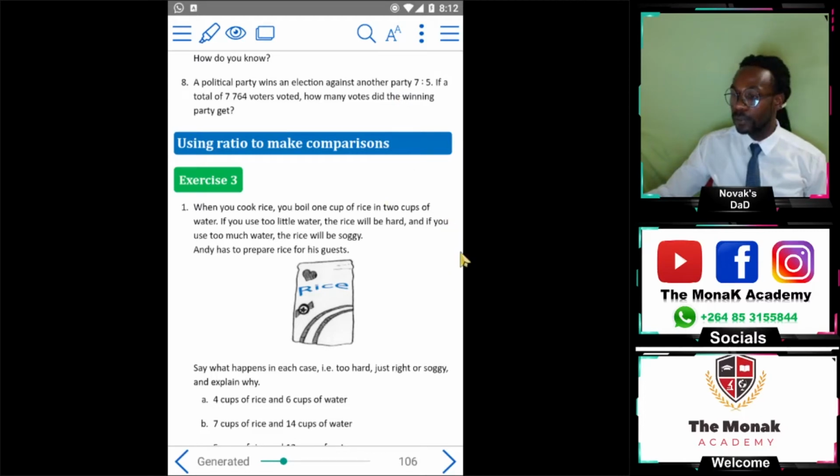That would be nice. All right, so now let's use ratios to make comparisons. There is nothing new that is coming here. We're just using the same calculations that we're doing now, just to answer the questions in a different way. So let's see what number 1 is saying.